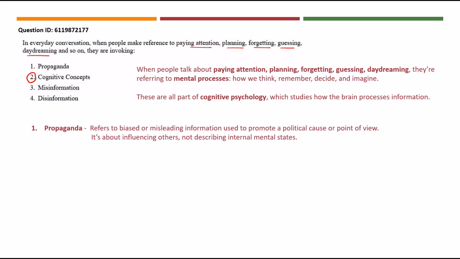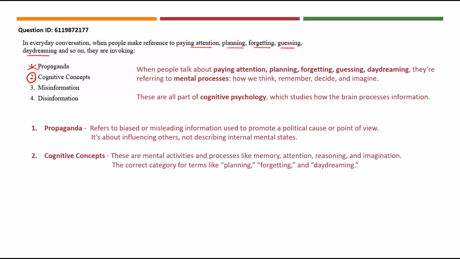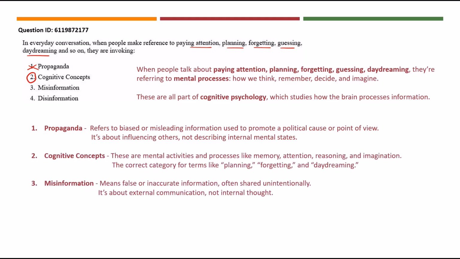What about propaganda? Refers to biased or misleading information used to promote a political cause or point of view. It's about influencing others, not describing internal mental states. That's why I said spreading some information in order to influence others. So propaganda is not the right term here. What about cognitive concepts? These are mental activities and processes like memory, attention, reasoning and imagination. Imagination is what we can say as daydreaming. The correct category for terms like planning, forgetting and daydreaming.